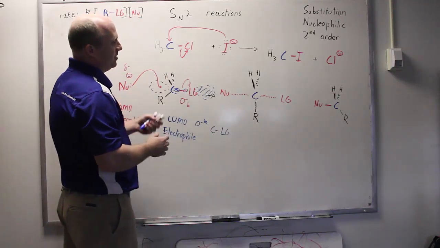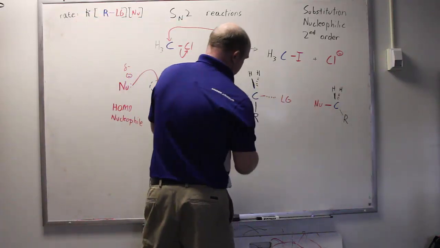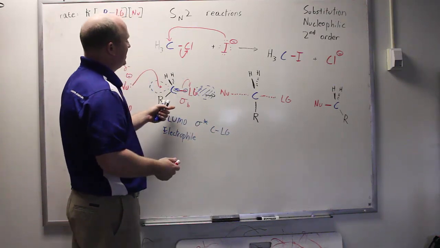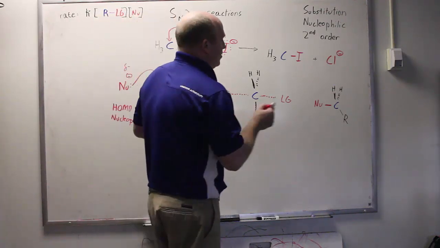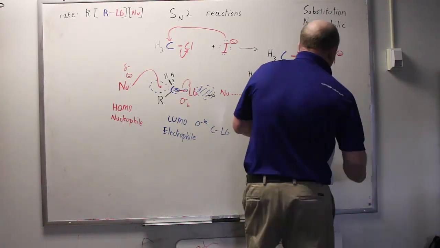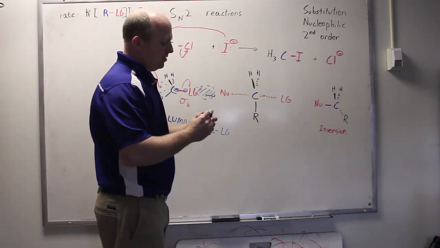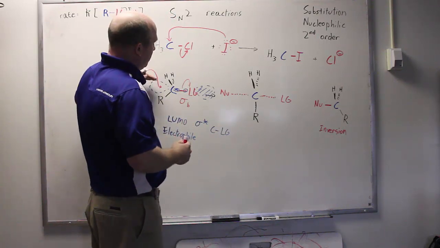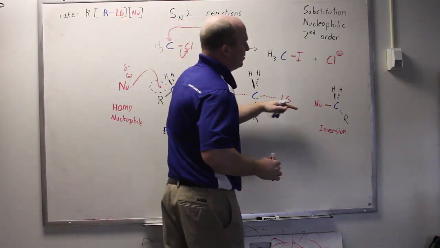This particular system is achiral because there are two hydrogens bound there, but if it were possible to tell what the stereochemistry was, the result would be an inversion of the stereogenic center. Again, this is not a stereogenic center because there are two hydrogens, but the nucleophile must come from the backside in order for this reaction to take place.